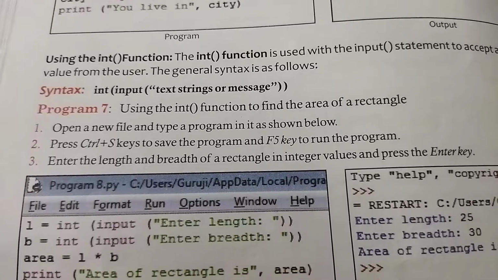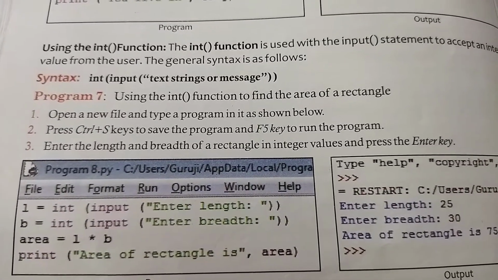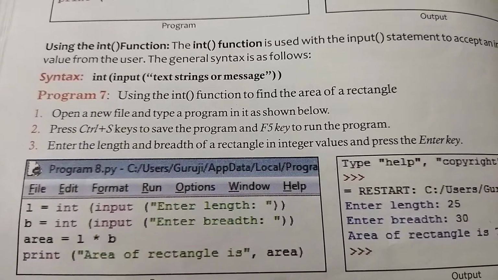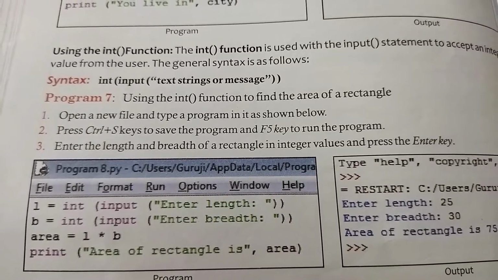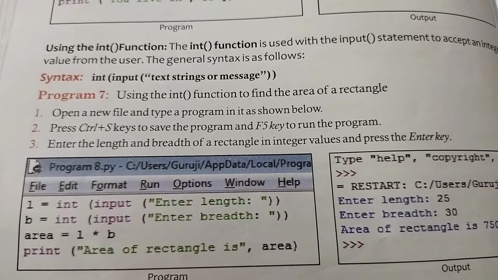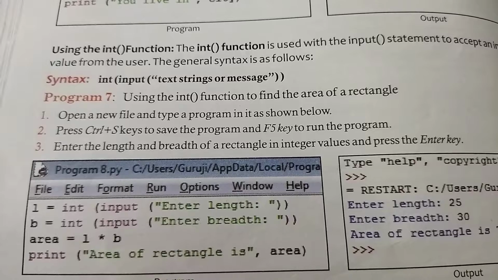First of all, open your editor, open a new page, and write the program. The program is l equal int input enter length, then b equal int input enter breadth, then area equal length into breadth, then print area of a rectangle is area. After that, save this program and run it using the F5 key.